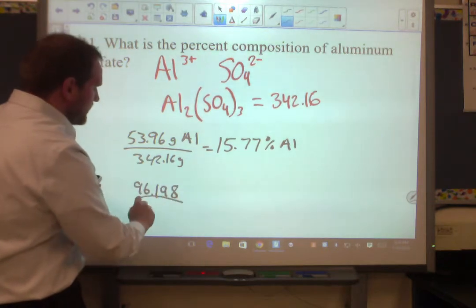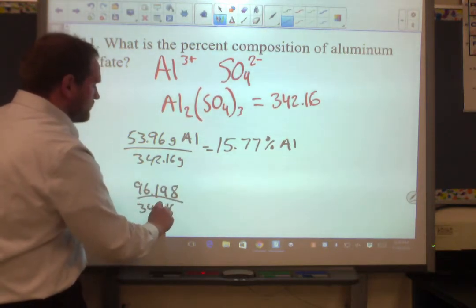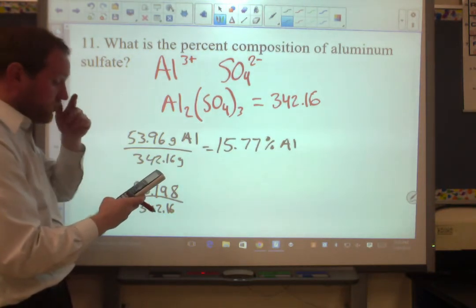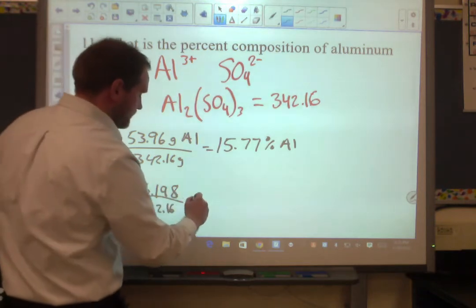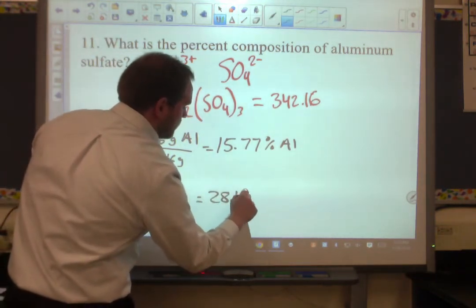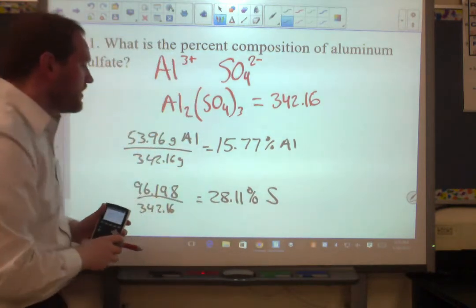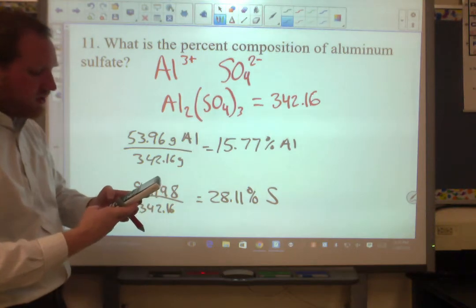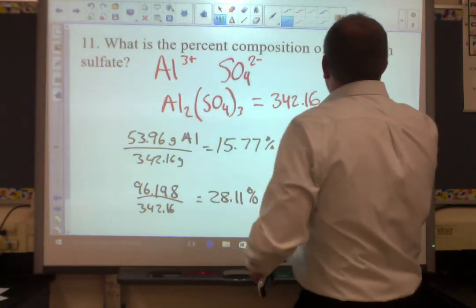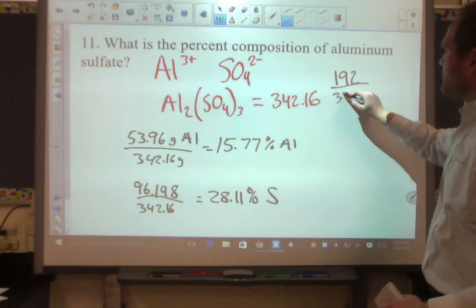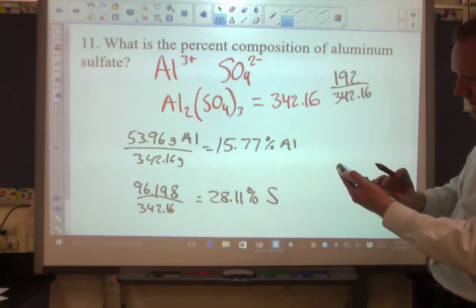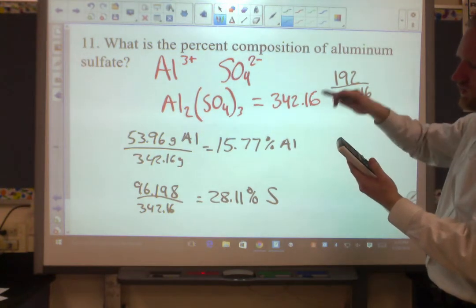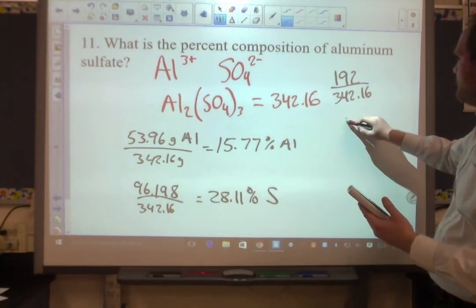96.198 divided by the same total mass, divided by 342.16. Move the decimal point twice, 28.11% sulfur. And for oxygen, I'll do it over here. I have 12 oxygens. 12 times 16 is 192. 192 divided by my total mass of 342.16 gives me, move the decimal twice, 56.11.